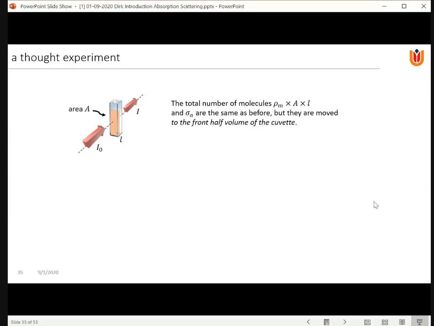Okay, now let's make things a little bit more interesting. We have that same cuvette with the same number of molecules in there, but now by some magic force of nature, we are going to move all the molecules to the front half of the cuvette. By the front half, I mean the half towards the incident laser beam direction. I'm going to move all the molecules to the front half volume of the cuvette. Question: what is the transmittance in this case?